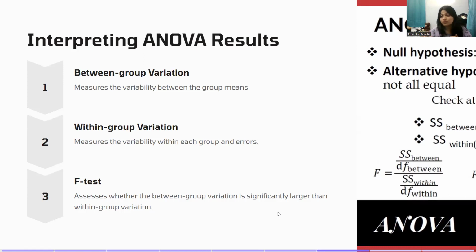We have within group variation, in which we measure the variability within each group. So we check within each group about the errors and variabilities. We have an F test, which assesses whether the between group variation is significantly larger than the within group variation.